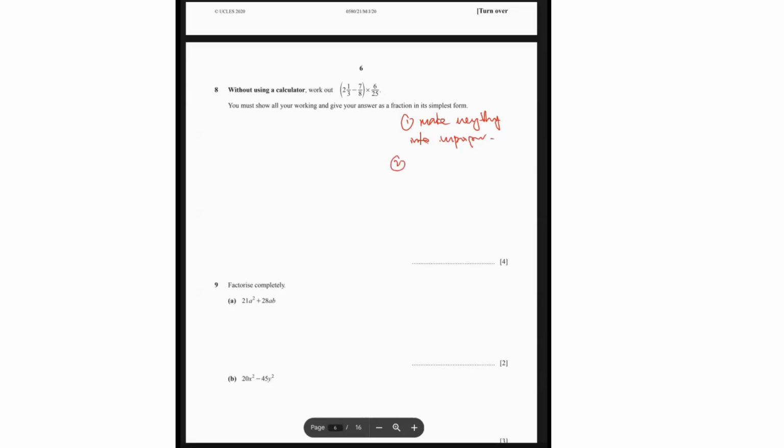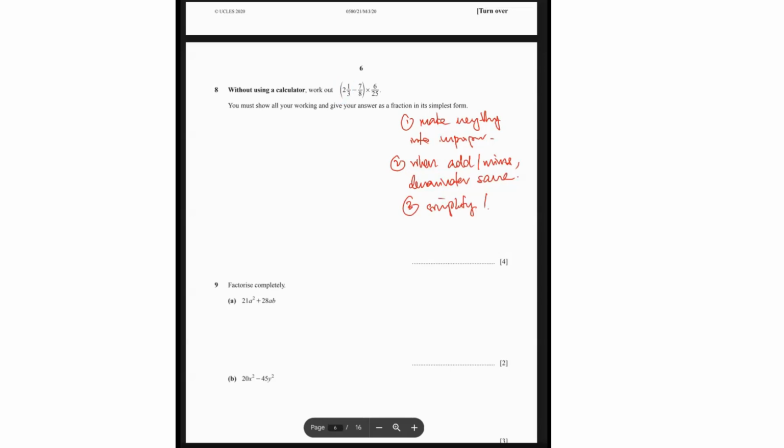Okay, 2, when you're adding and subtracting, denominator same. Okay, third thing, always remember, simplify, simplify, simplify. You will lose a lot of stupid marks just because you don't simplify. Okay, so these are the 3 rules. Let's just go. Okay. Mixed number, change it into improper fraction.